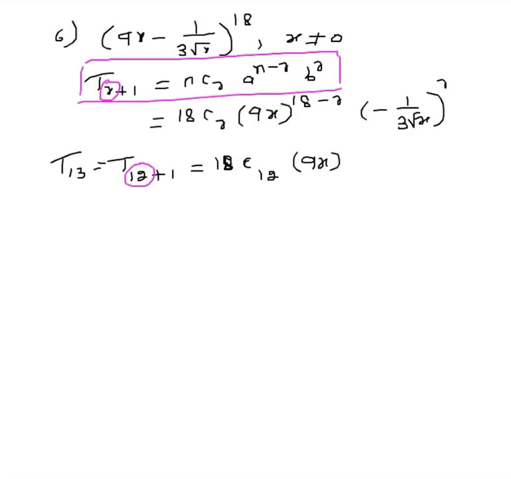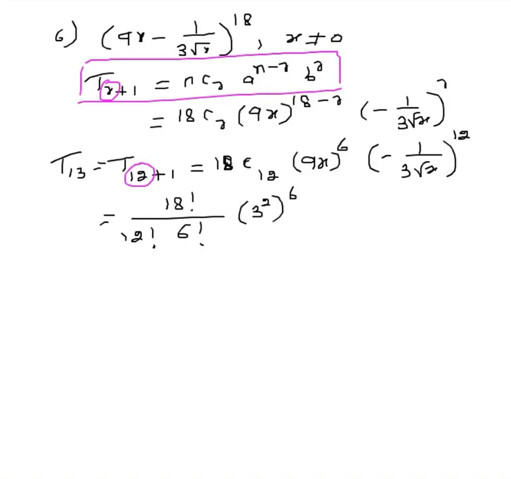9x raised to 18 minus 12, which is 6, minus 1 over 3 root x raised to 12. 18C12 is 18 factorial divided by 12 factorial times 18 minus 12, 6 factorial. 9 can be written as 3 square, and we have raised to 6, x raised to 6, minus 1 raised to 12 will become plus 1, because of even power, 3 raised to 12 and x raised to half raised to 12.